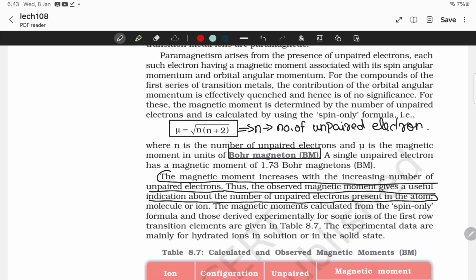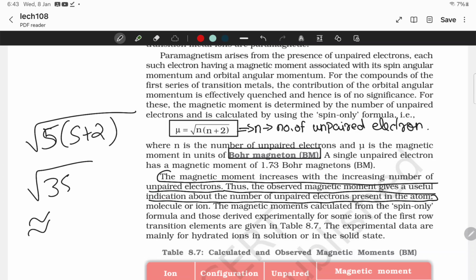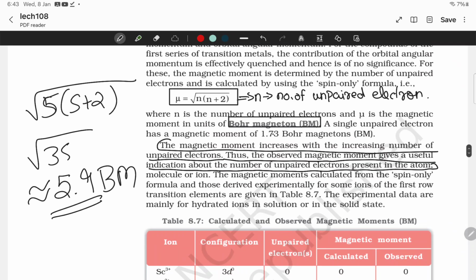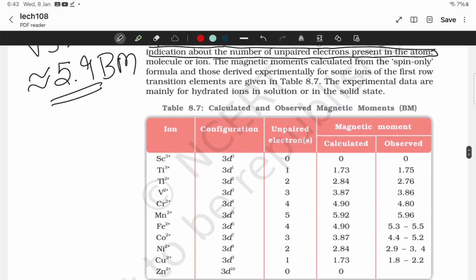As the number of unpaired electrons increases, the magnetic moment will increase. The maximum number of unpaired electrons is 5. That is root of 5 into 7, root 35, approximately equal to 5.9. This is the maximum spin-only magnetic moment that can be observed.